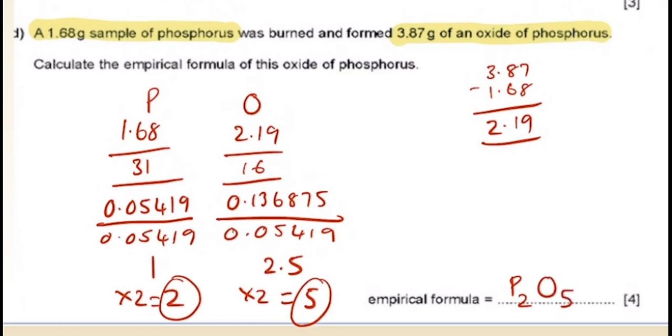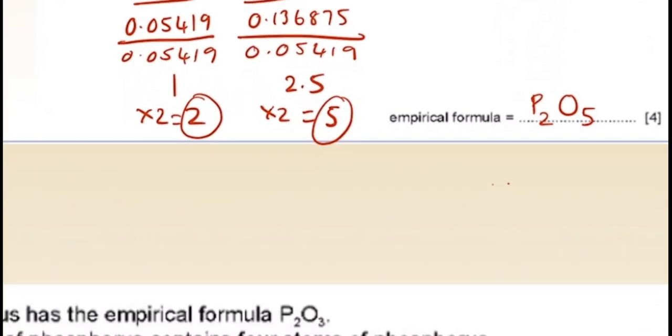Remember, if you times it by 2, you didn't get a whole number, you'd have to go to times 3. And if you didn't get a whole number then, you have to go times 4. And if you didn't get a whole number then, you go times 5. But luckily, 2.5 times 2 is 5. It's a nice round whole number.